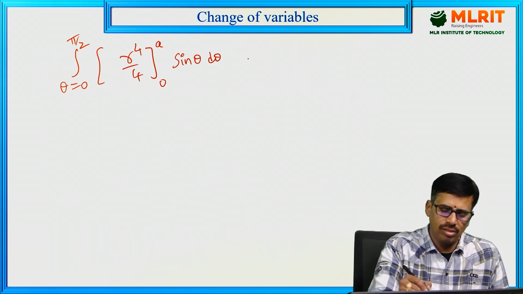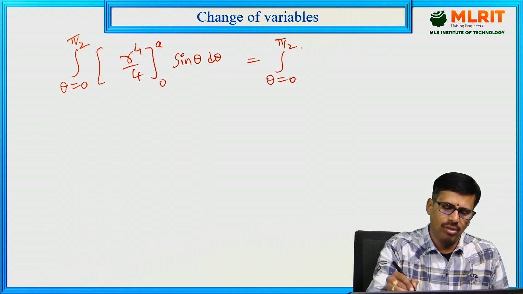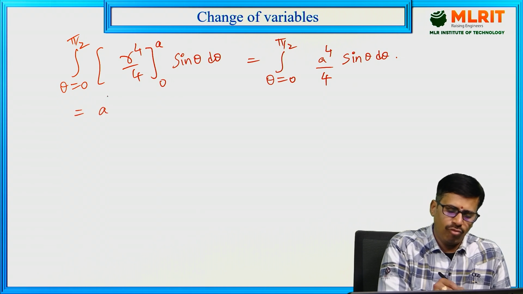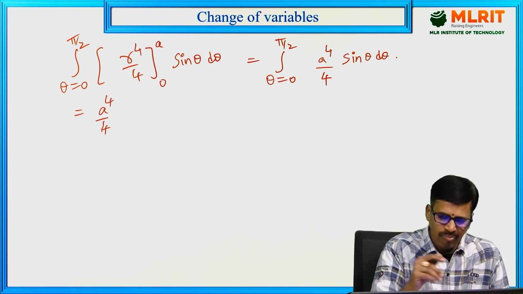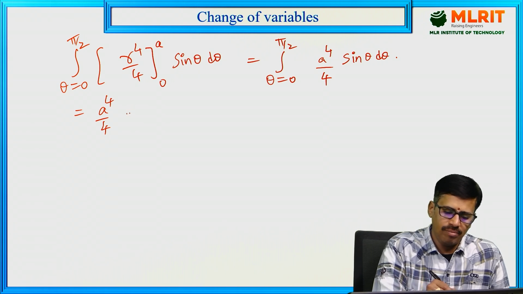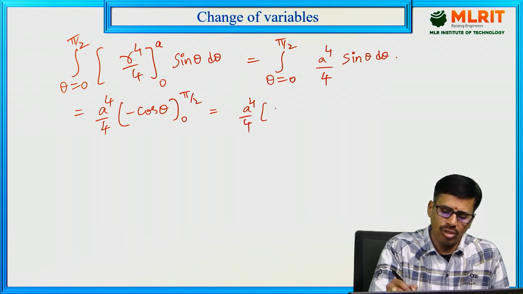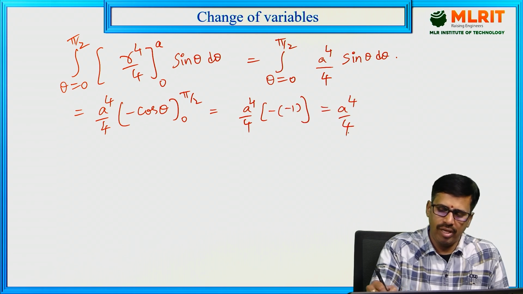So this can be written as integral theta equal to 0 to pi by 2. Substitute r equal to a, so a power 4 by 4 into sin theta d theta. So a power 4 by 4, take it common. Integration of sin theta is minus cos theta. So limits are 0 to pi by 2. So this is a power 4 by 4. Cos 90 is 0, minus cos 0 is 1. So minus of minus is 1. So we get a power 4 by 4.